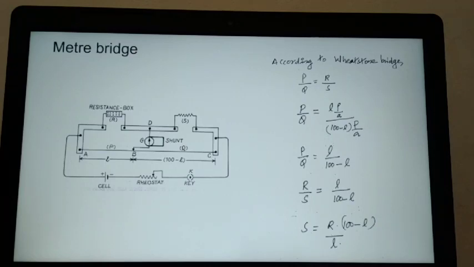What is R? The resistance box from where you can take the particular value as you decide. So R you know, L you know, 100 minus L you know. Then you can easily find out the value of S. S is equal to R by L into (100 minus L). That is the method of finding the unknown resistance S using meter bridge, and meter bridge is based on Wheatstone bridge arrangement.